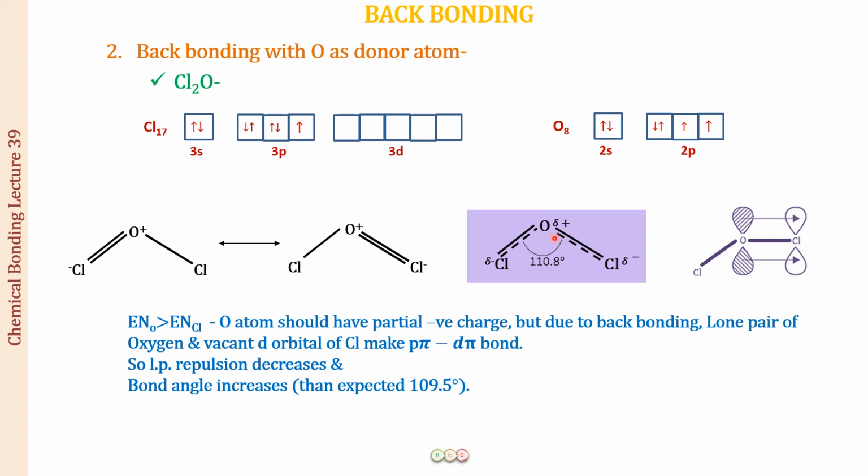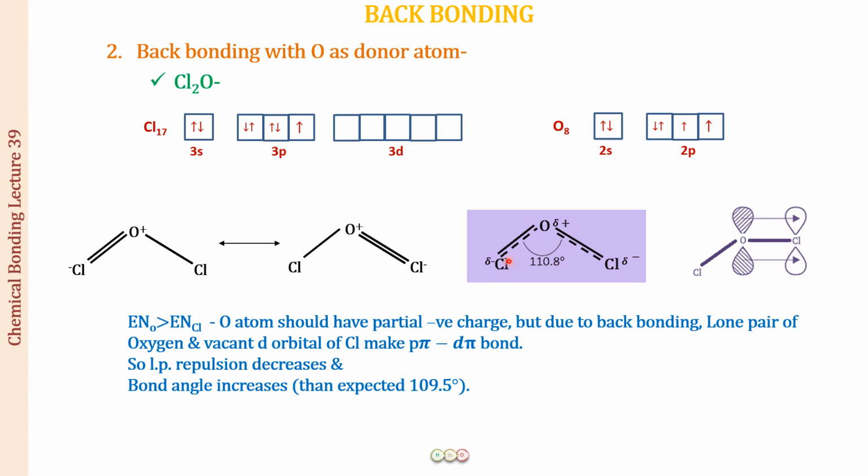Now the lone pair of the oxygen and the vacant d orbital are making a 2p pi 3d pi back bond, so that you all know. And now the other thing is that the oxygen has utilized one of its lone pairs in the bond formation, so the lone pair repulsions are going to decrease, and hence the bonds can afford to spread. All right, so what do we see? We see that the bond angle is going to increase from the expected value of 109.5 degrees.